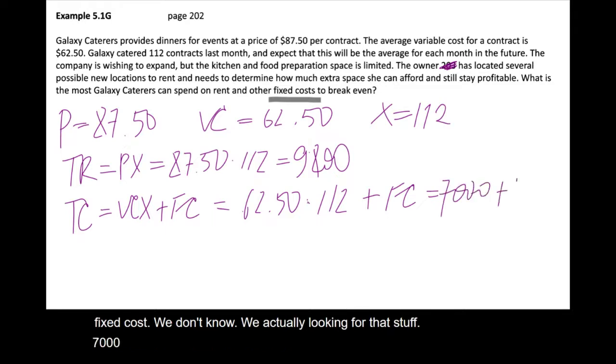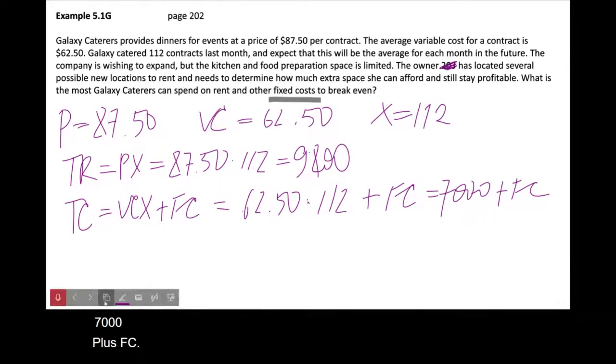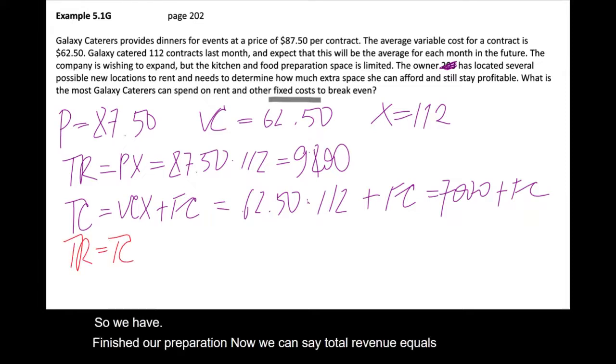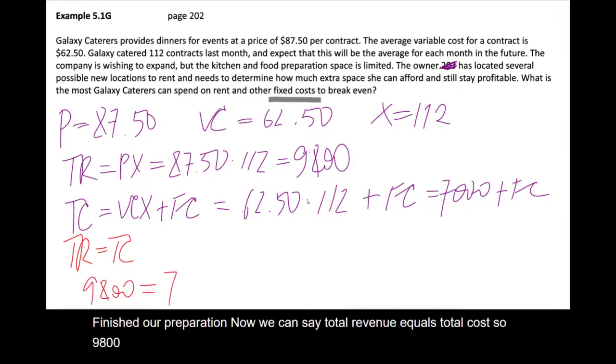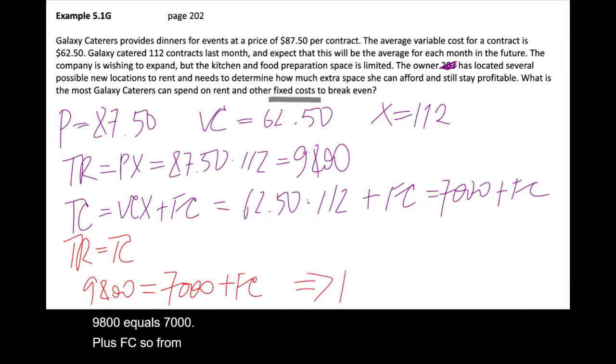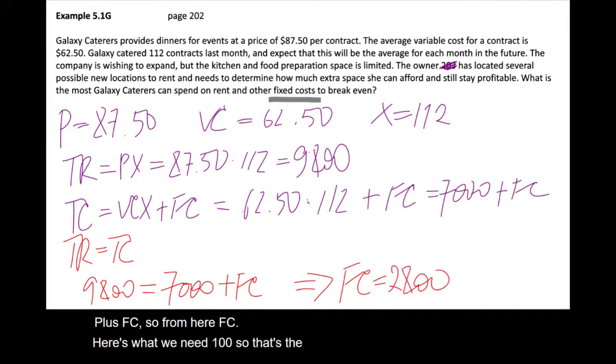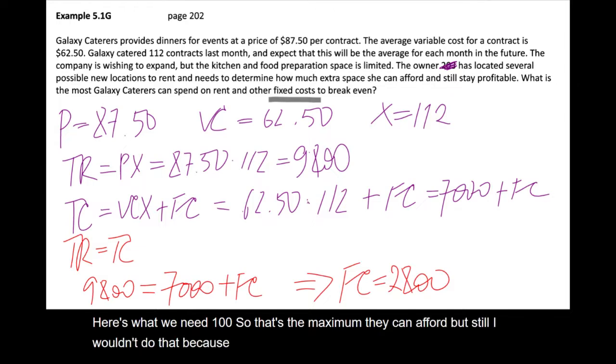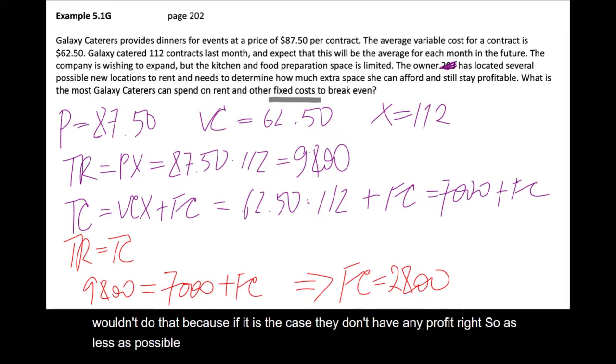$7,000 plus FC. So we have finished our preparation. Now we can say total revenue equals total cost. So 9800 equals 7,000 plus FC. So from here, FC is 2,800. That's the maximum they can afford, but still I wouldn't do that, because in that case they don't have any profit, right? So as little as possible, but no more than 2,800.